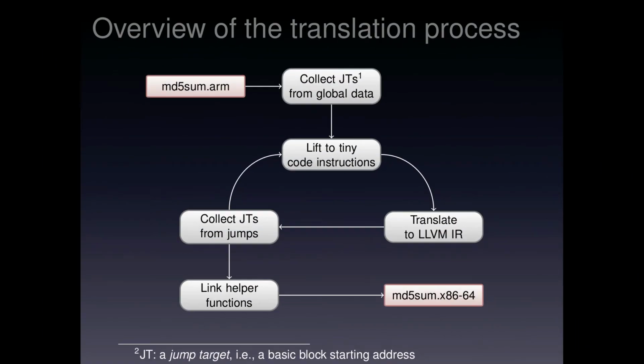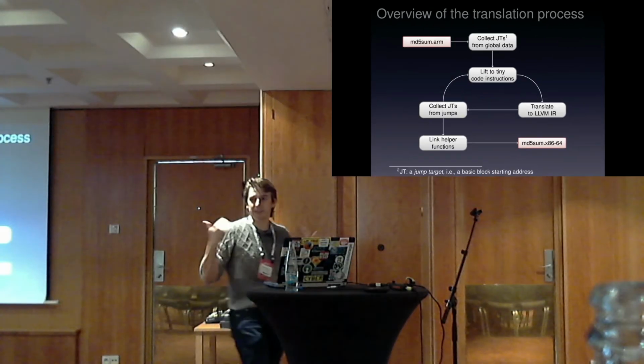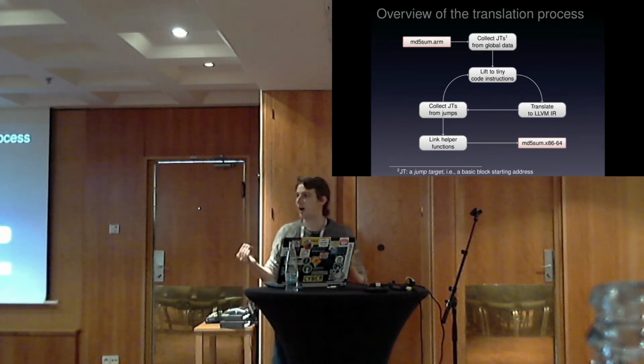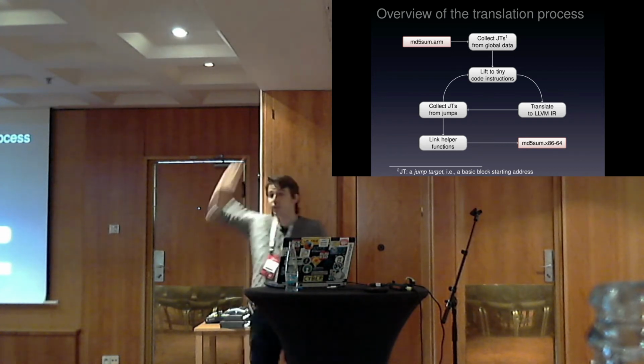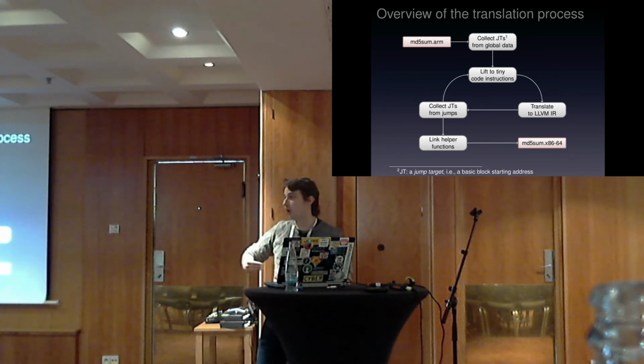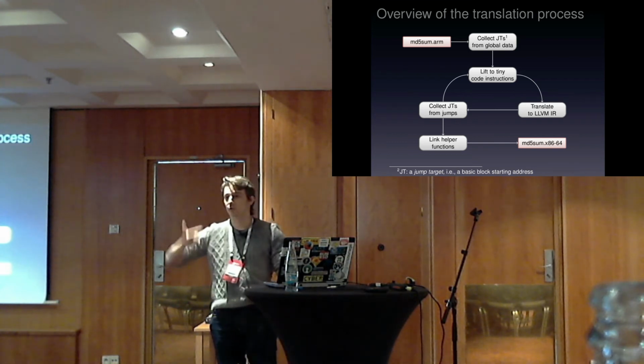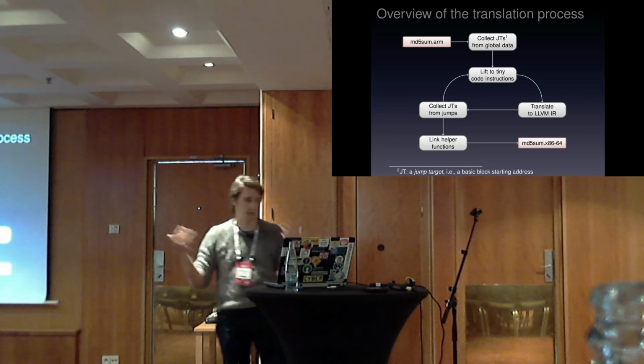So let's suppose that you have md5sum.arm, which is the md5sum binary compiled for ARM, let's say linked statically, no dynamic libraries. We first do a step over the program, looking for pointers, or looking for the entry points of the binary, okay?